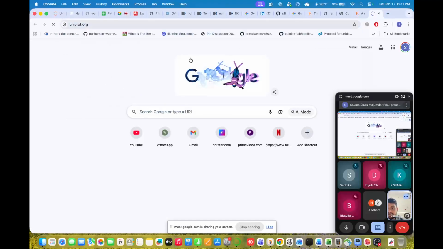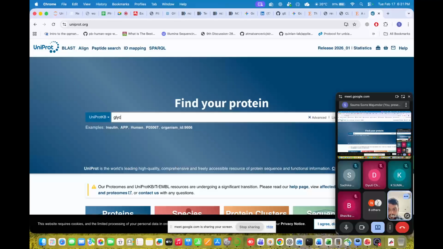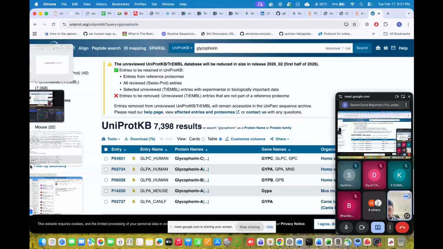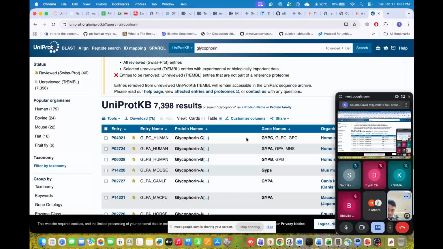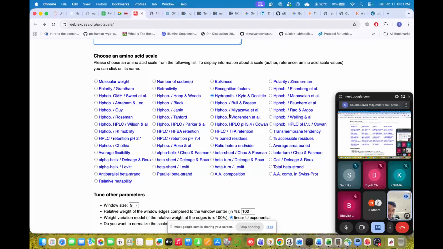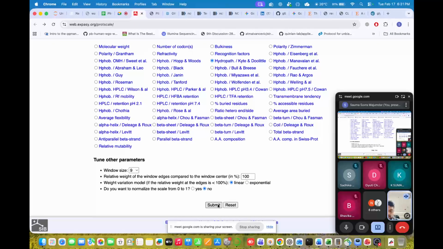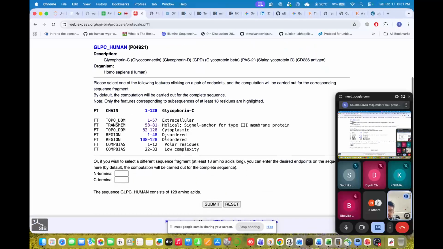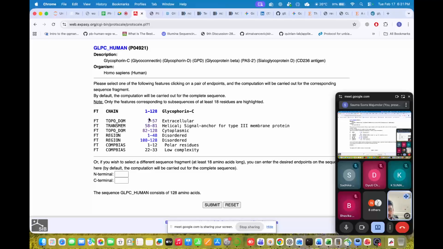UniProt. Yeah, this is the protein, the first one. I've just put the UniProt ID here, and if I look at the hydropathicity with respect to Kyte and Doolittle, I submit. Now it will tell me these are the domains present in this protein. This is the helical domain. You have the extracellular domain, you have the cytoplasmic domain, and so on. The helical domain will be the hydrophobic one, and the extracellular ones should be hydrophilic.